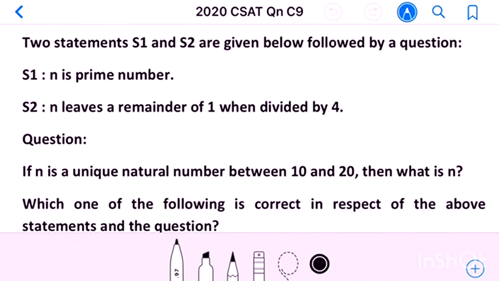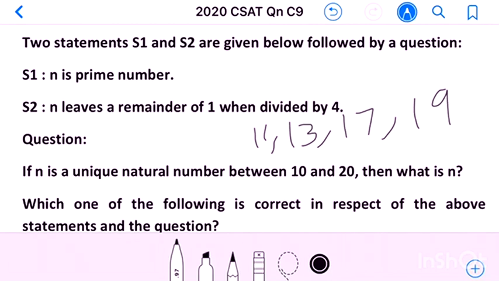So, first statement, N is a prime number. Then second statement, N leaves a remainder of 1 when divided by 4. Between 10 to 20, how many such numbers are there? Between 10 to 20, prime numbers are 11, then 13, then 17, then 19. So these are the prime numbers between 10 and 20. So from the first statement we got this much.